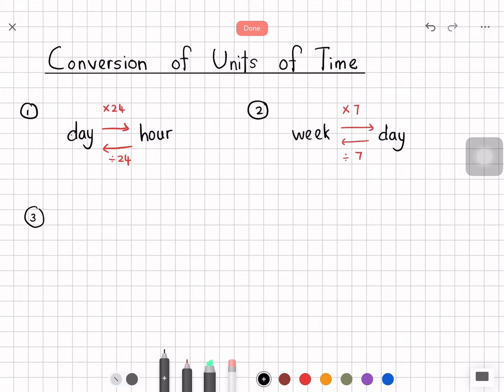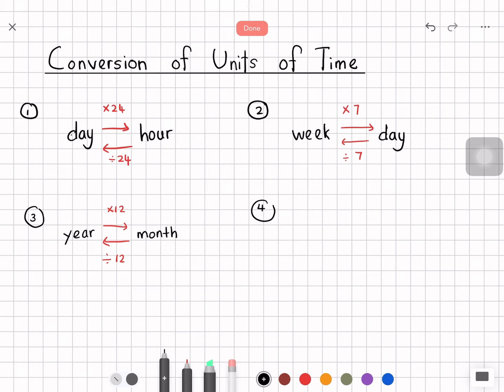The third one is year to month. Okay, in 1 year, we have 12 months. So when we want to convert year to month, we have to times 12, and month to year, we have to divide 12.